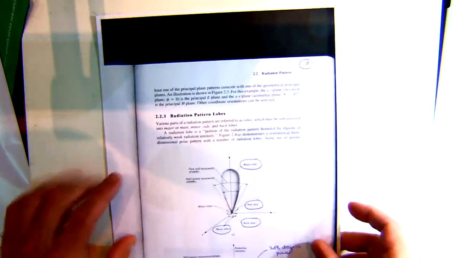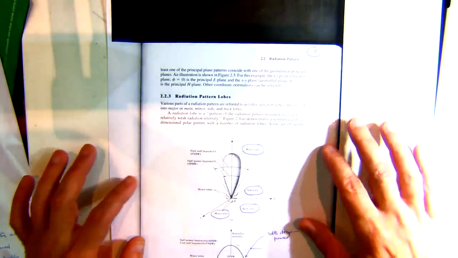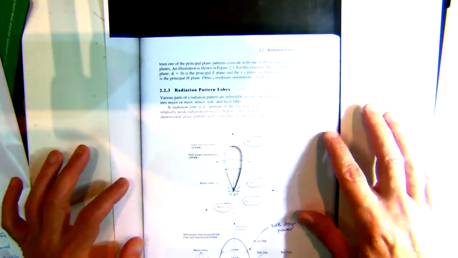Let's move on. Now, just for everyone's benefit, all I've done here is use a book called Balanis, Antenna Theory. This is where I'm actually copying these diagrams from, just as an FYI.